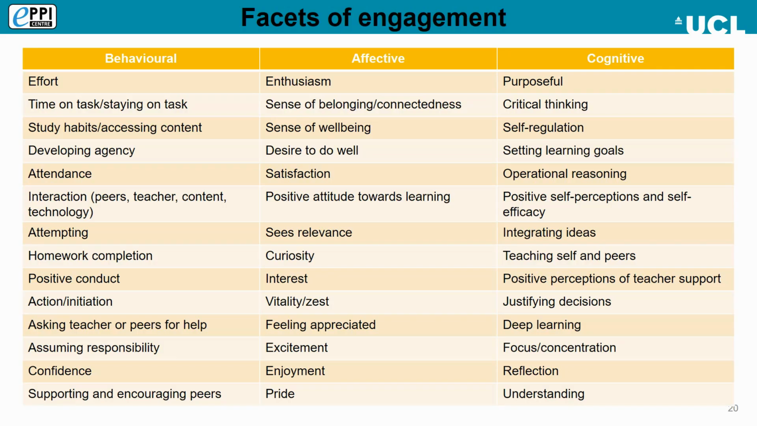Within each of the three widely accepted domains of engagement, behavioural, affective and cognitive, a range of facets or indicators have been identified. These include, for example, under behavioural engagement, effort, time on task, and study habits that students have, but also things like positive conduct and action initiation, asking their teacher or peers for help. So these are particularly things that are quite visible, observable and measurable. Affective engagement indicators include things like enthusiasm, a sense of well-being, a desire to do well, enjoyment, and so on. And cognitive engagement indicators include things like critical thinking, self-regulation, setting learning goals, reflection, and focus.